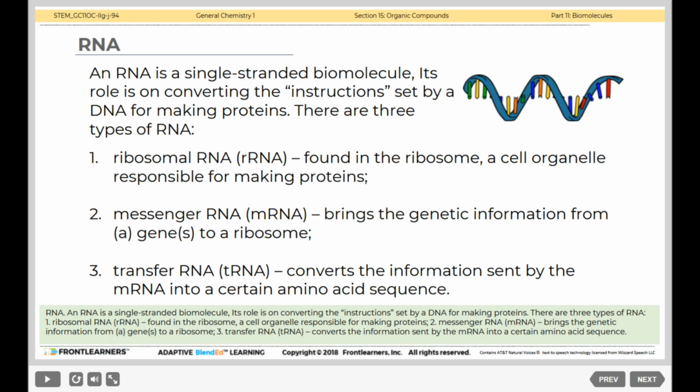RNA. An RNA is a single-stranded biomolecule. Its role is on converting the instructions set by a DNA for making proteins. There are three types of RNA.